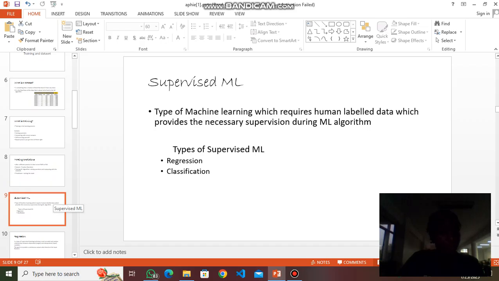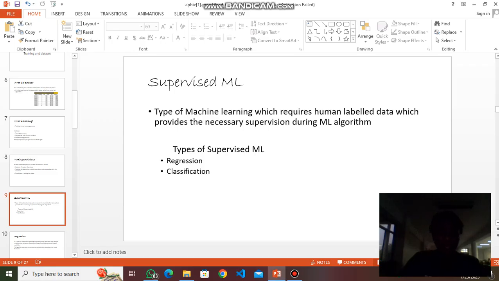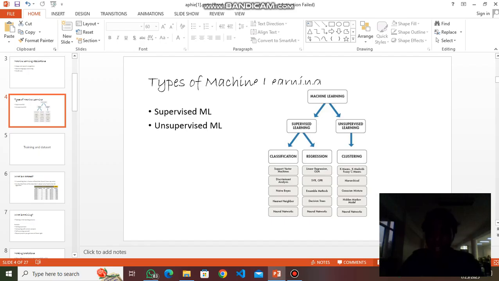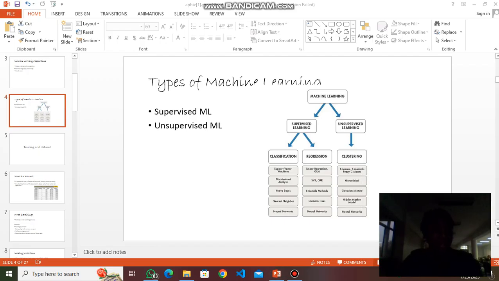Let me talk more about supervised machine learning. This is simply a type of machine learning which requires human-labeled data, which provides the necessary supervision to the machine learning algorithm. To talk more about supervised machine learning, these are the types of supervised machine learning. We have regression and classification, just like we saw in the first slides. Yes, the categories of learning. We have classification and regression.